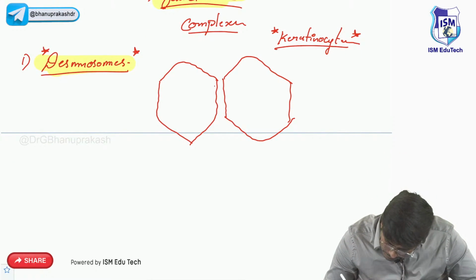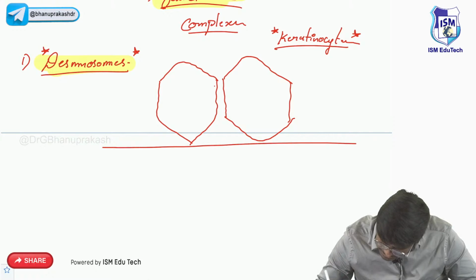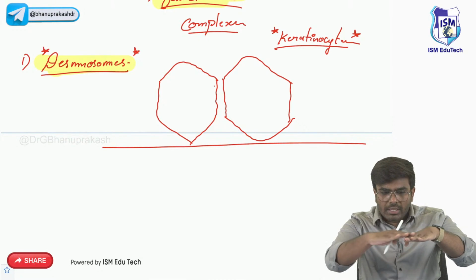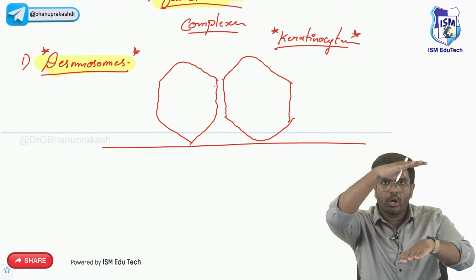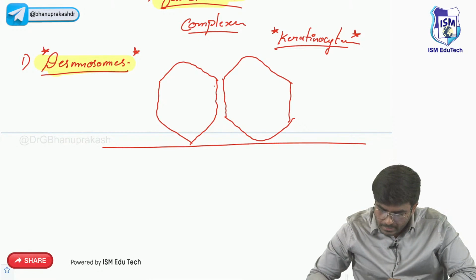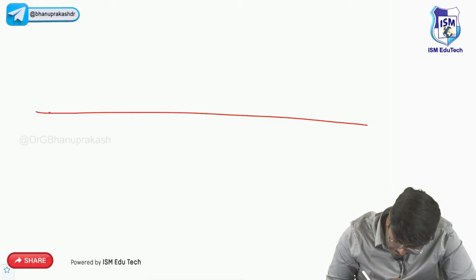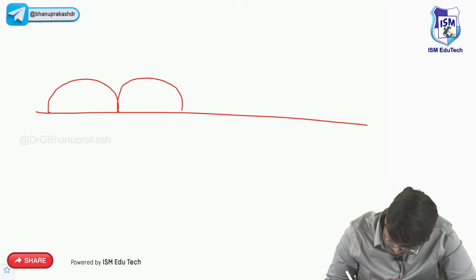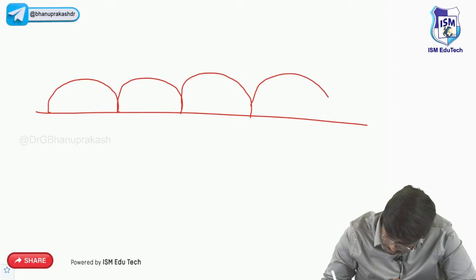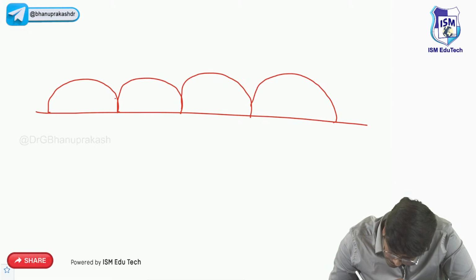Now see, this is the basement membrane. On the basement membrane, the cells are sitting. Let me show you in a very simple way. This is the basement membrane. These are the cells, guys. These are the keratinocytes. Keratinocytes are sitting like this. Now, one keratinocyte is attached to the other keratinocyte.